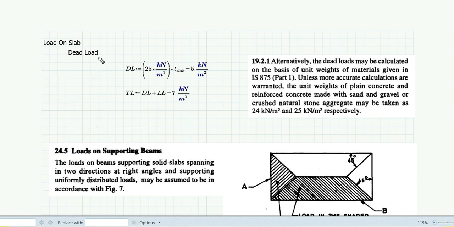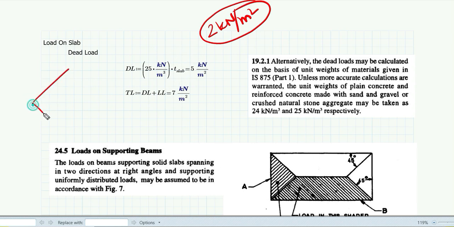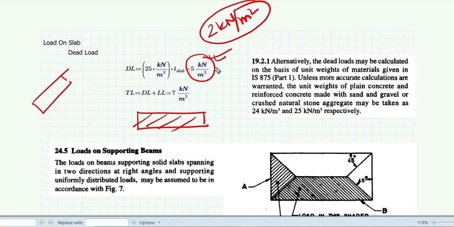So first of all, let's try to find out what is the load that is coming to the slab. We have already found out that the live load we have considered is 2 kilonewton per meter square area of the slab. Now, along with the live load, we have the dead load of the slab. The slab has its own self weight, right? So you have to consider that self weight. For calculation of the self weight, the unit we are looking at is kilonewton per meter square.